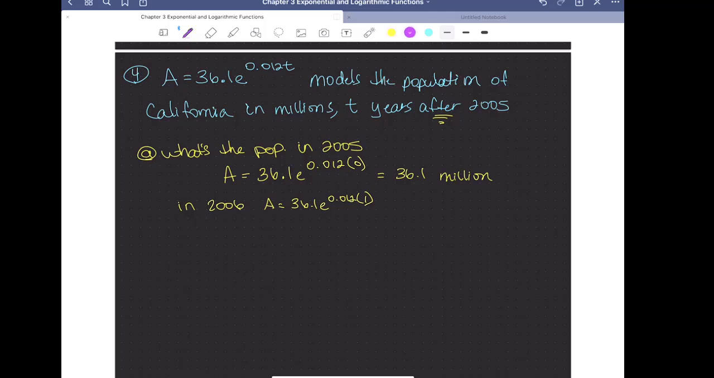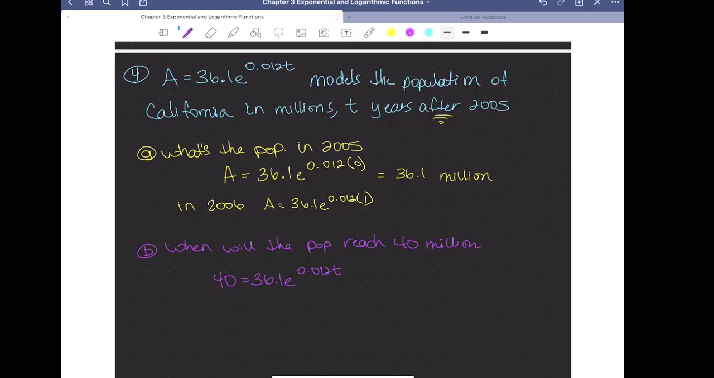So now let's try spicy. Let's go with, when will the population reach 40 million? When will the population reach 40 million? So now when we look at our nice little model, we got to put that 40 in for A, because A is our population. So we want to know when we're going to get a population of 40. So 40 equals 36.1 e to the 0.012 t.